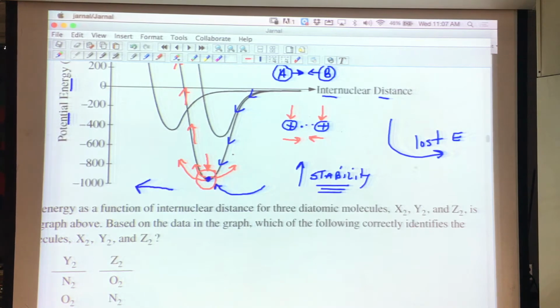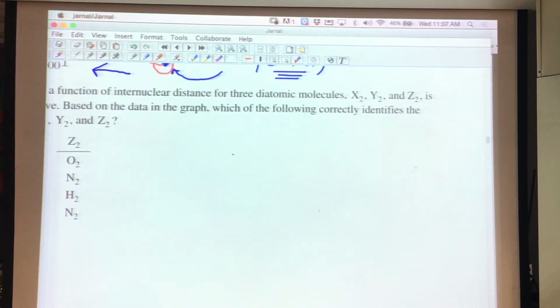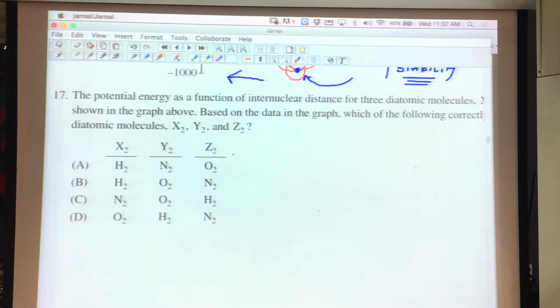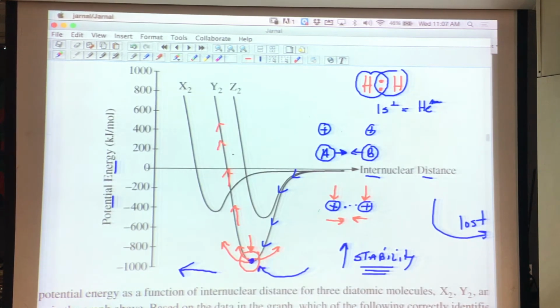Any case, back to the question. Okay, we have three molecules, X2, Y2, and Z2, which are H2, N2, and O2. That's the question. They want to know which one of these is which. So let's clean this up, because I got stuff all over the place. Kind of like my room. But I like it. I can grab stuff when I need it.